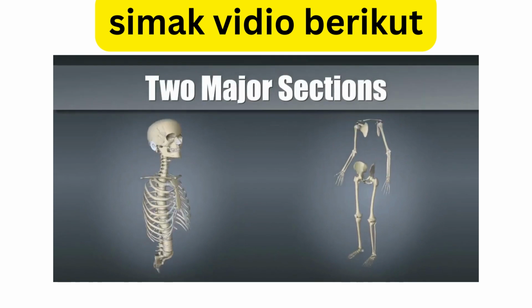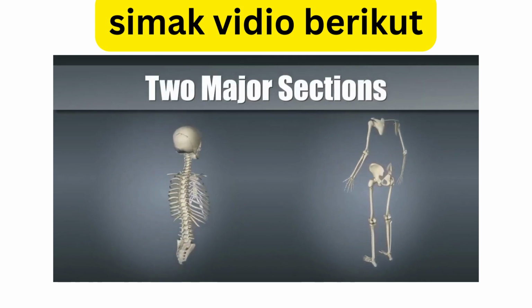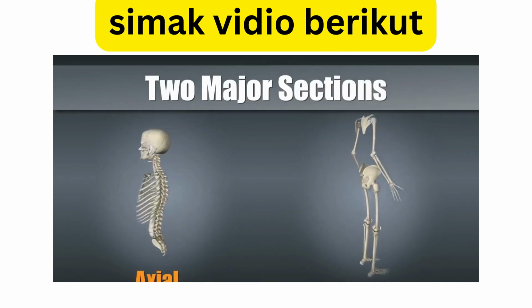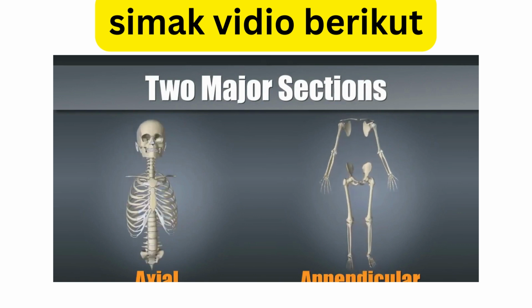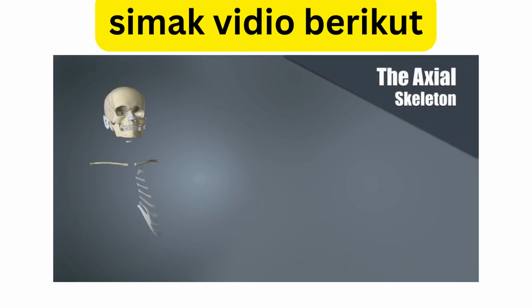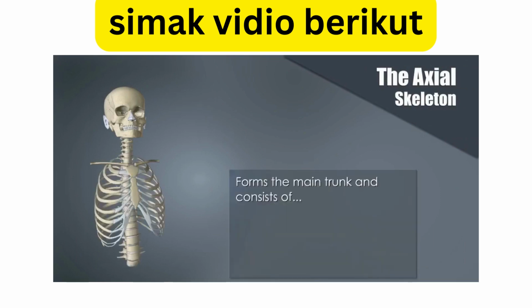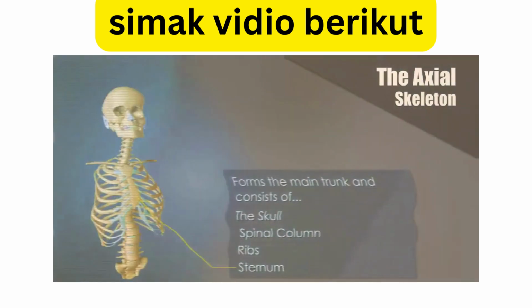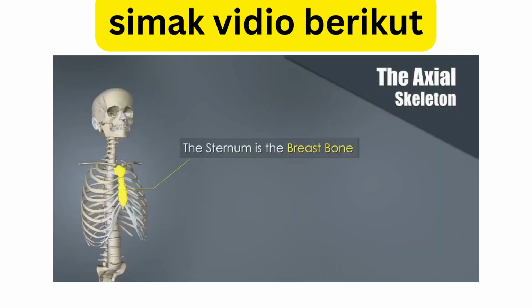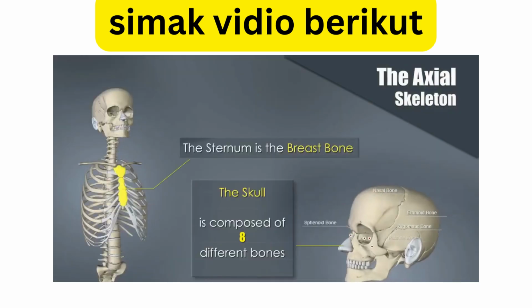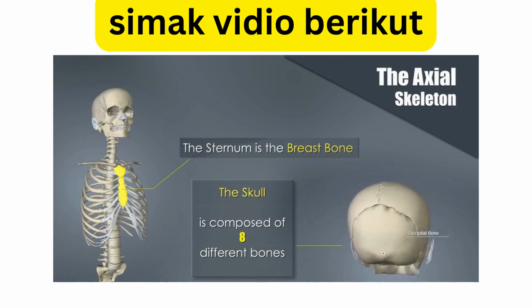The skeleton is divided into two major sections, the axial skeleton and the appendicular skeleton. The first section we'll cover is the axial skeleton. This forms the main trunk of the body and consists of the skull, spinal column, ribs, and sternum. The sternum is the breastbone, and the skull is composed of 8 different bones.